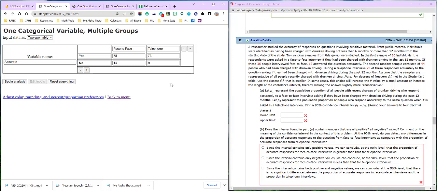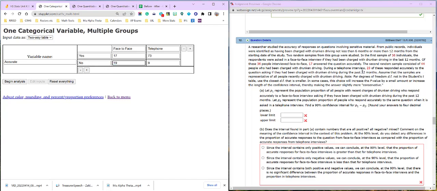In the first sample of 36 individuals, the respondents were asked in a face-to-face interview if they've been charged with drunken driving in the last 12 months. Of the 36 interviewed face-to-face, 17 answered correctly. And how do we do the second sample? Telephone again. Oh, so it's just like the last one. So we said 17 answered accurately, which means 19 did not.